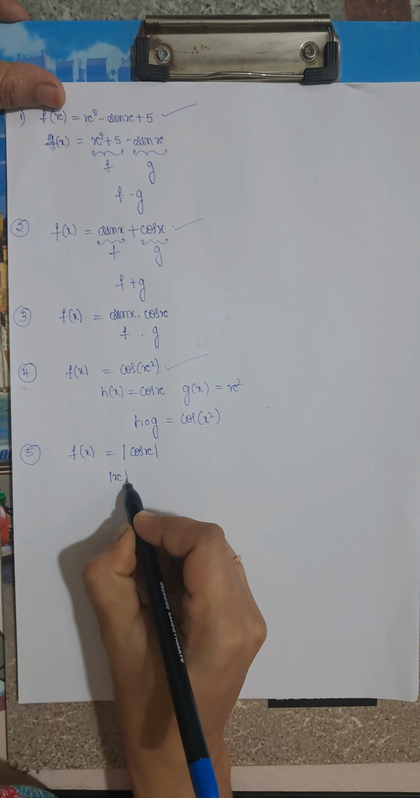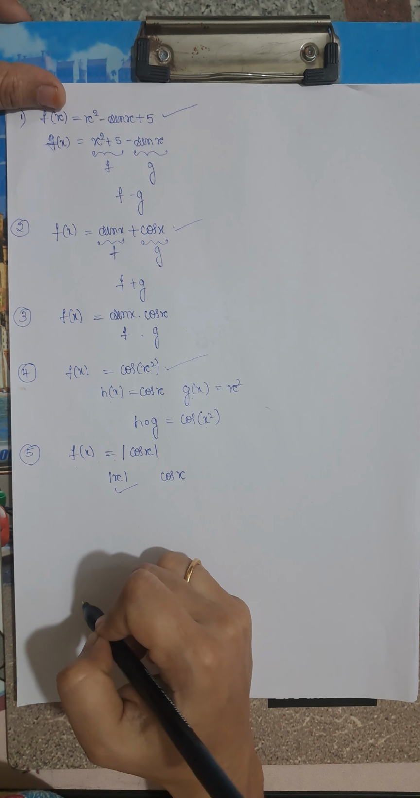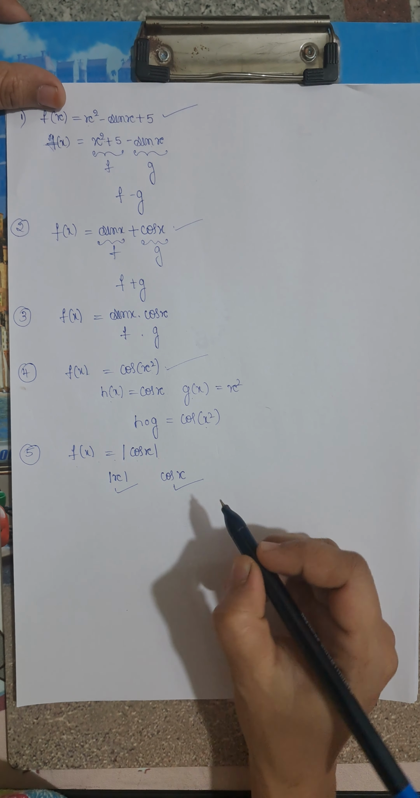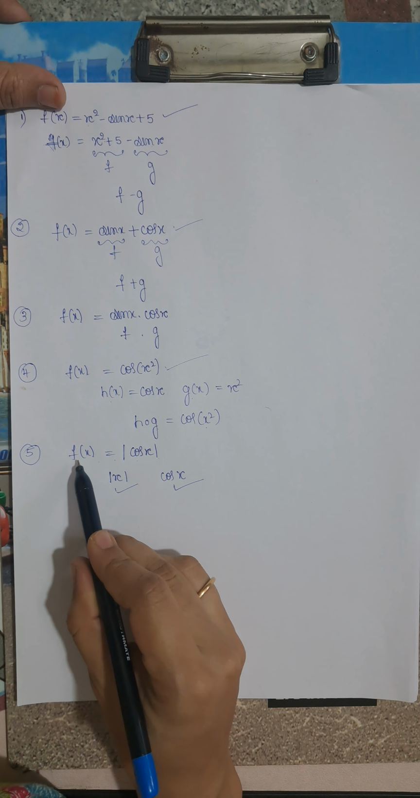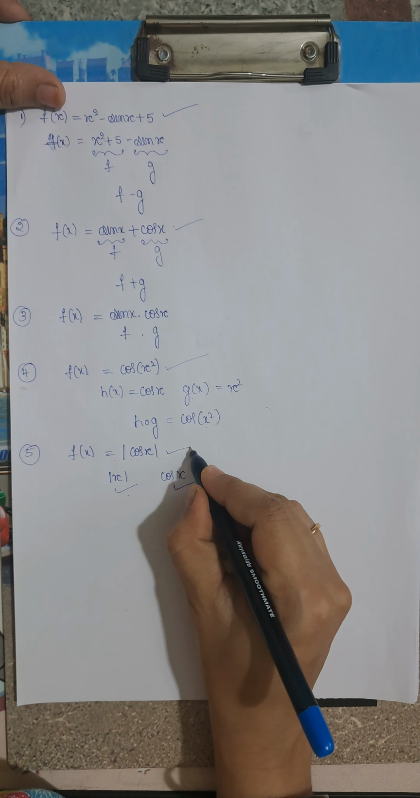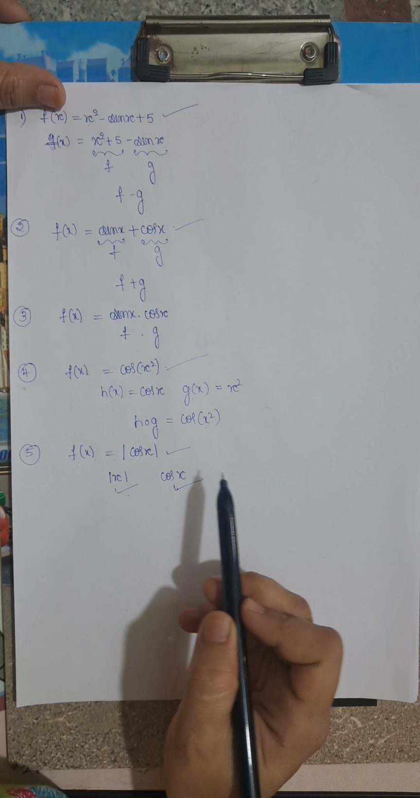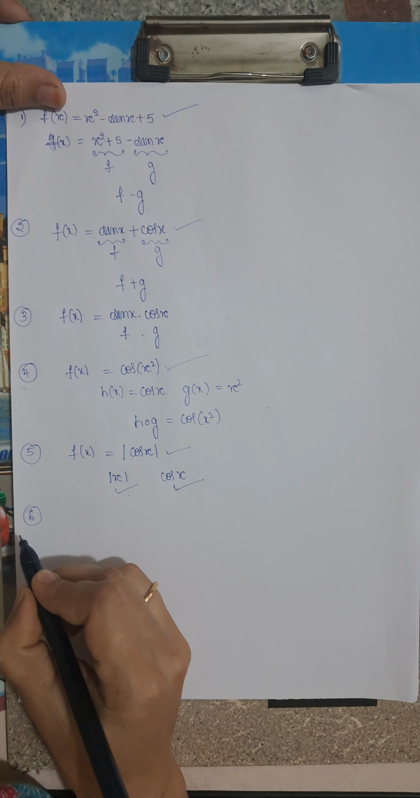One is mod x and another one is cos x. We know that mod x is a continuous function. Even the trigonometric function is a continuous function. Therefore, the composition of these two will also be continuous. So, from that again, the given function f of x equals mod cos x is also a continuous function.